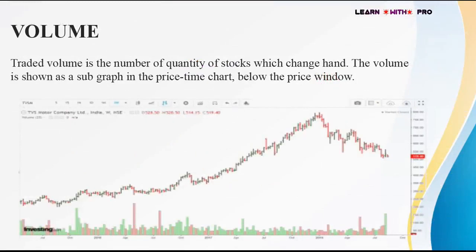Now, volume. What is volume? If you open TradingView, you can go online and search TradingView. If you open TradingView, you will see something like this there.